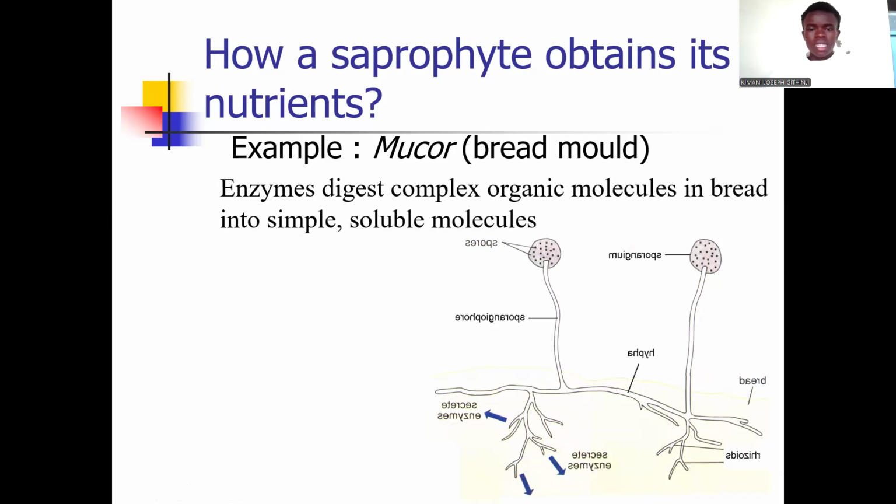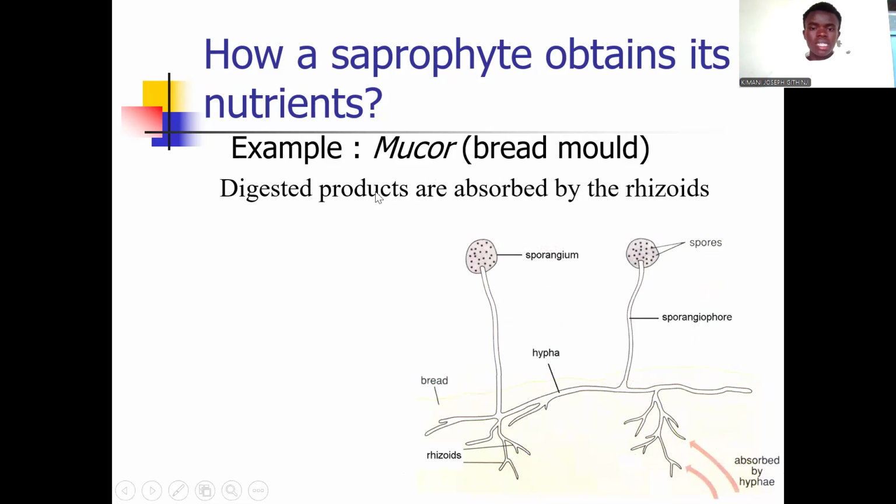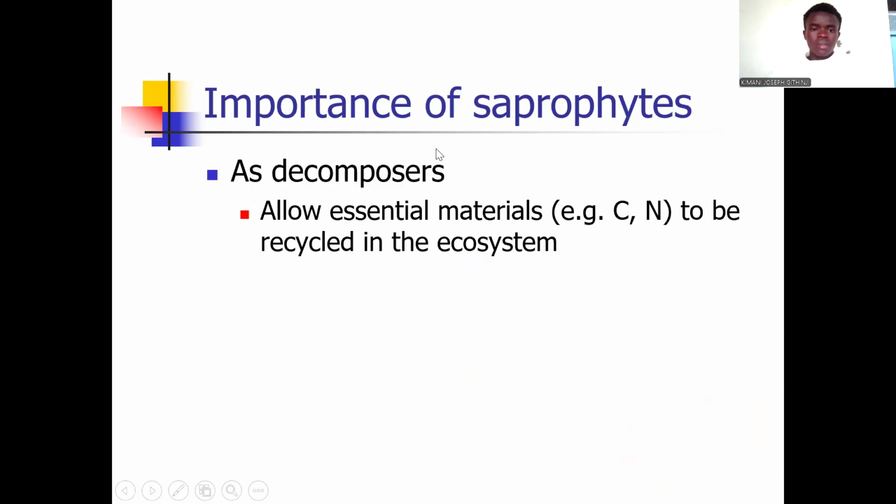Now, enzymes digest. Remember these rhizoids tend to secrete enzymes into the dead decaying substance. These enzymes will digest the complex organic molecules and break them into simple soluble molecules, soluble molecules that can be absorbed by the organism. The digested products are absorbed by the rhizoids here.